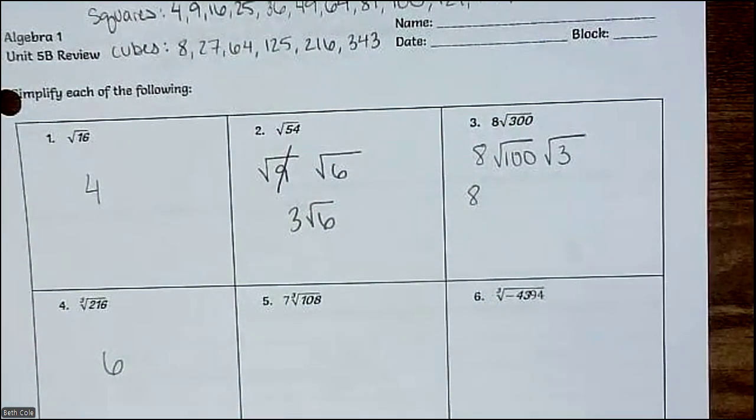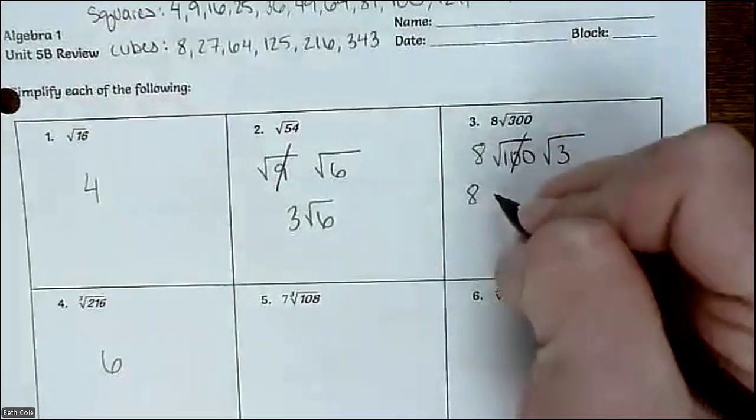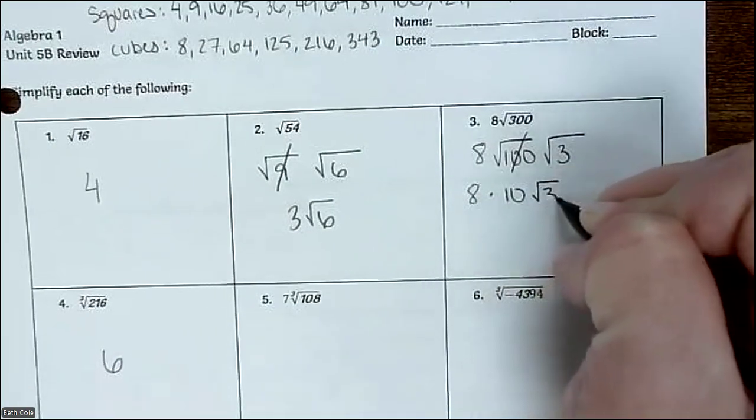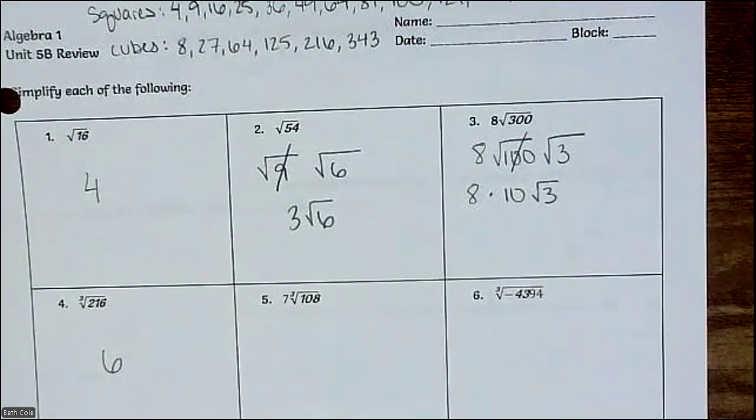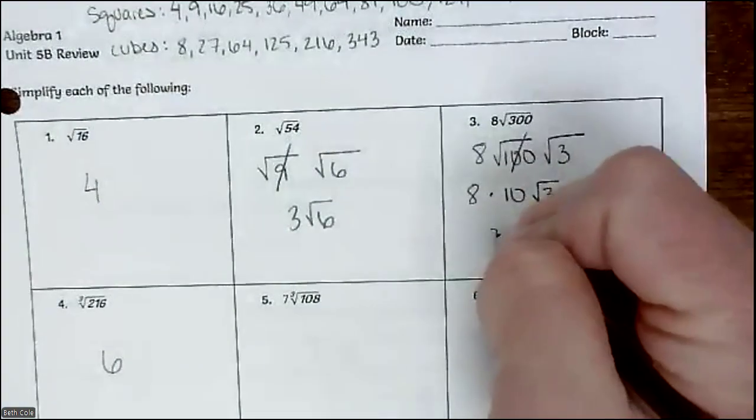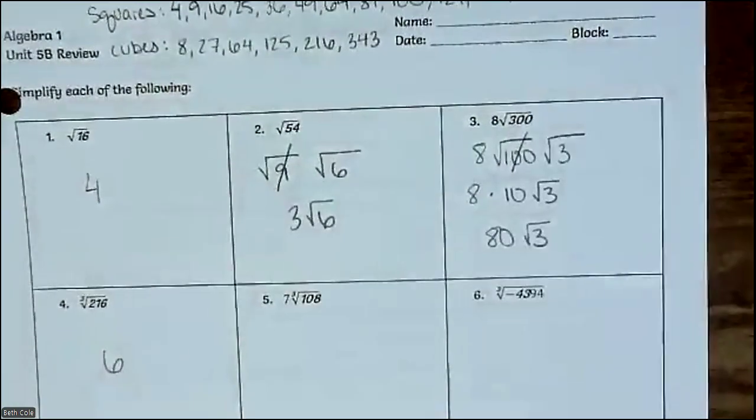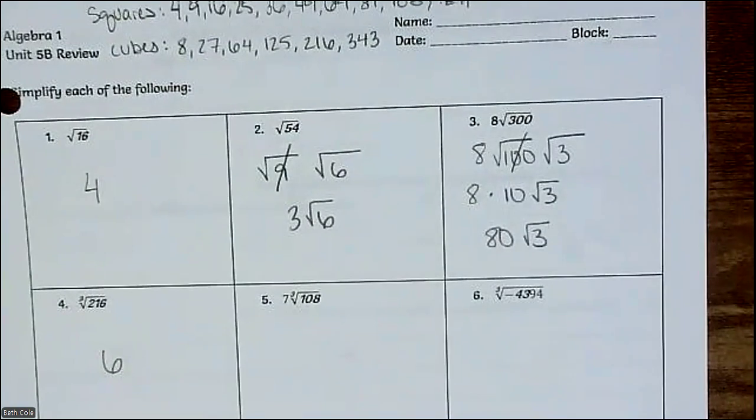Thank you. It is just there, right? What is your square root of 100? 10. And then in your last step, you just multiply them. 8 times 10 is 80 square root of 3. That's all that there is to that.